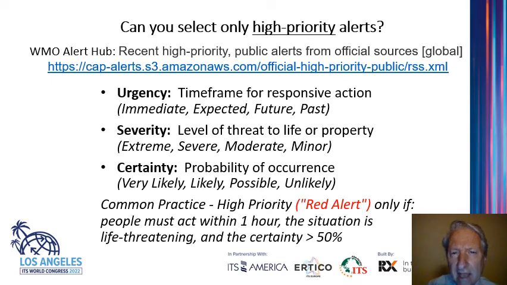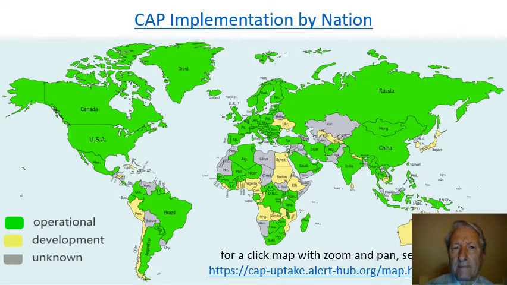WMO Alert Hub offers the CAP feed URL shown here for exactly that purpose. This URL selects high priority public alerts from official sources across all CAP sources worldwide. And let me conclude by noting the current status of CAP uptake worldwide. About 90% of the world's population now lives in a country with at least one national CAP newsfeed operating or in testing. Those show as green or yellow on this map. The countries in gray haven't yet implemented CAP as far as I know.